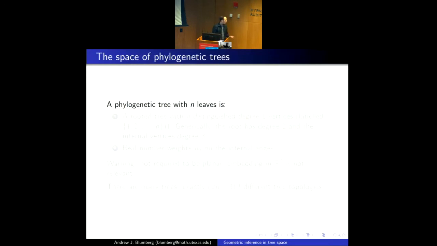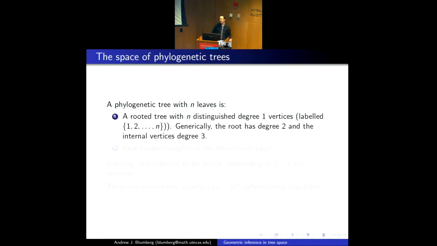And we're going to put a distance on the space of phylogenetic trees. So I should tell you what the objects are. So what we're working with is a phylogenetic tree on n leaves. And this is going to be a rooted tree with distinguished leaves, which are degree 1, and often a root, which we think of as degree 2, and internal vertices of degree 3. I'll have a picture if this doesn't mean anything to you.